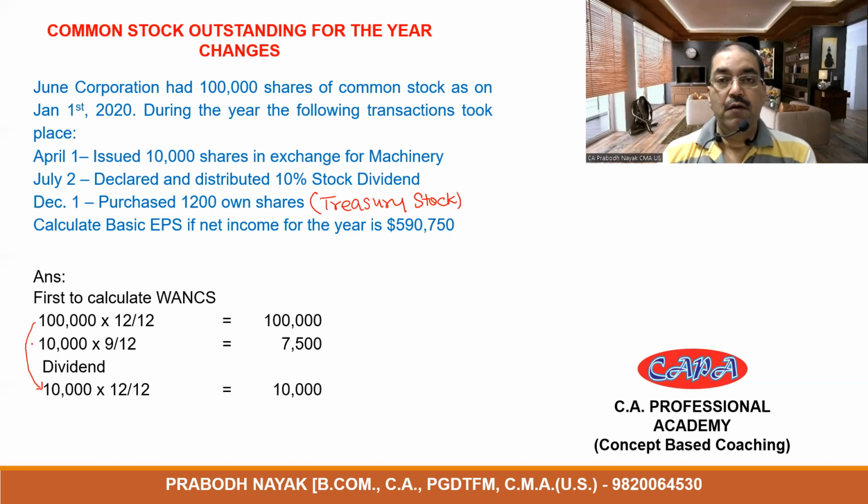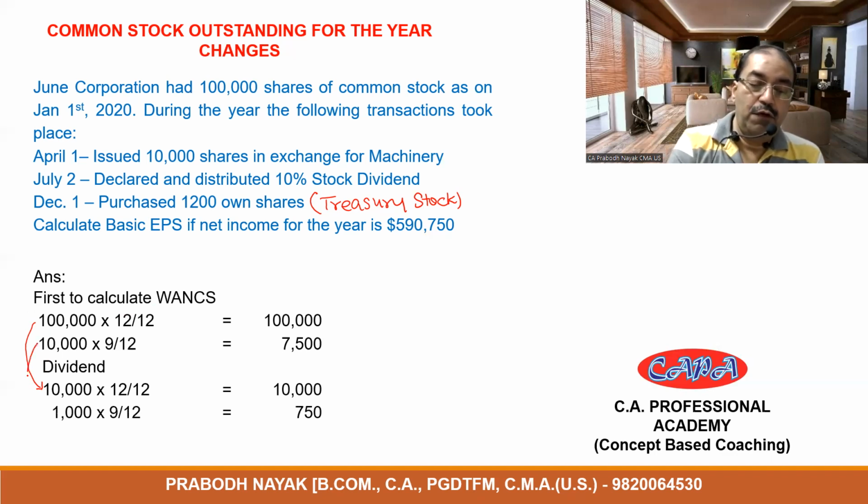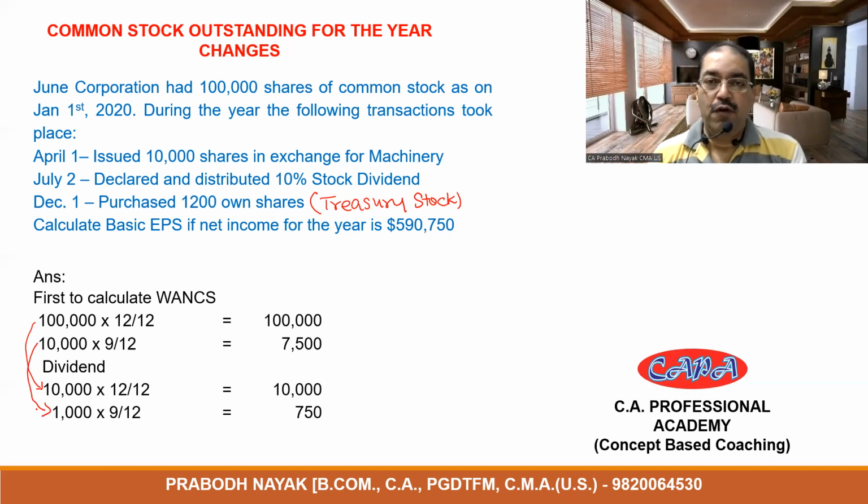on 1st April, and they are outstanding for 9 months. So these 1,000 shares will also be assumed to be outstanding for 9 months. So 10% on 100,000 is 10,000, outstanding for the same period of time, 12 by 12. 10% of 10,000 shares issued on 1st April is 1,000 shares. They are issued on 1st April. So these 1,000 shares are also assumed to be outstanding from 1st April to 31st December for 9 months. So that comes to 750 shares.